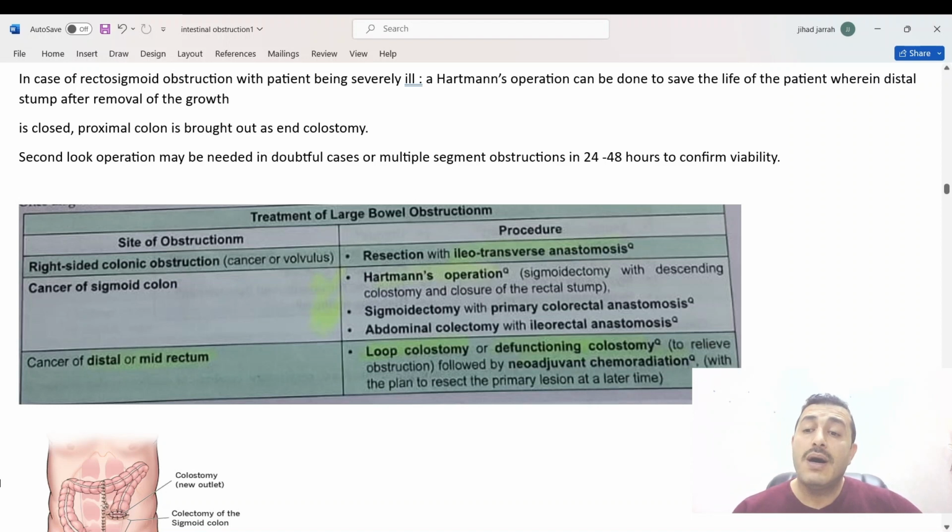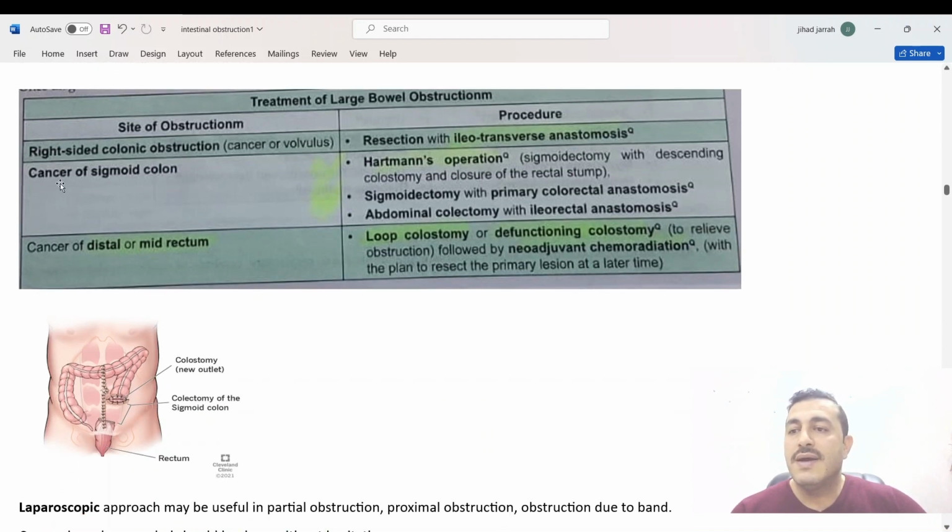If we are talking about distal or mid-rectum, don't think. The answer is loop colostomy. Do loop colostomy. Okay. In some cases, you may need a second look operation to look for the viability of the bowel. So we said cancer in the sigmoid, proceed for Hartmann operation if the patient is severely ill, unstable.